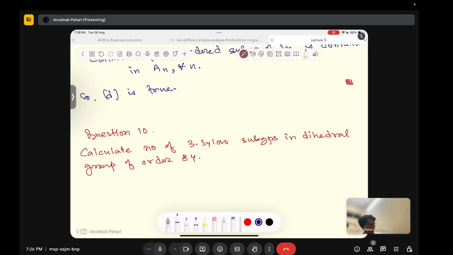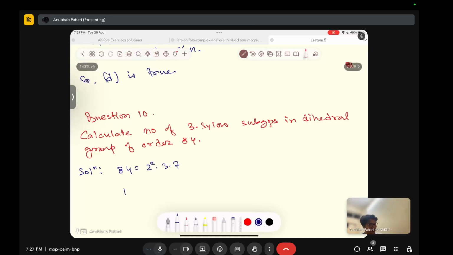So, solution. First, let's break down 84. The prime factorization will be 2 squared into 3 into 7. So last time we did a similar kind of thing, right? Yes, sir, we have done these types of questions. So the number of 3-Sylow subgroups should satisfy 1 plus 3k divides 28, where 2 squared into 7 is 28.